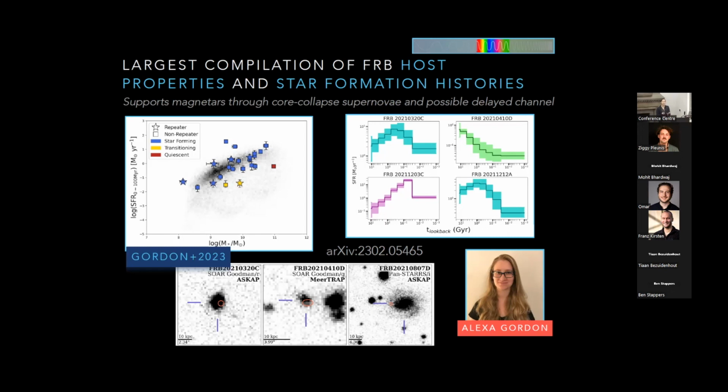And so taken all together, this really supports a picture in which FRBs come from magnetars that are formed through core collapse supernovae. However, we do see a few quiescent hosts, and this would point to more delayed progenitor channels for those sources. And you can imagine that as we move into the regime of having many hundreds of well-localized FRBs with hosts, it will start to become more clear whether repeating versus non-repeating events preferentially live in unique environments.